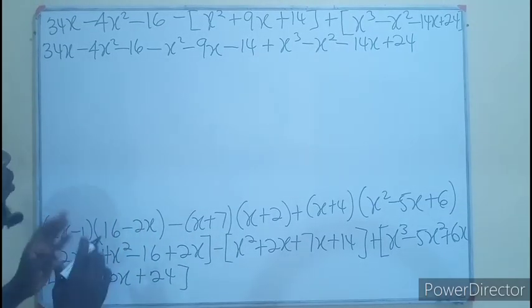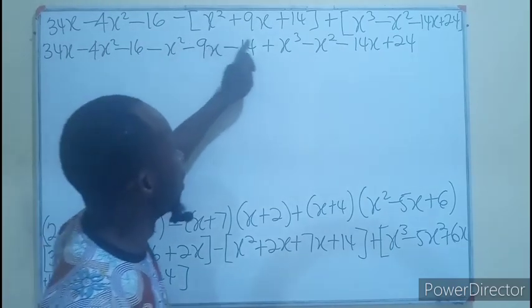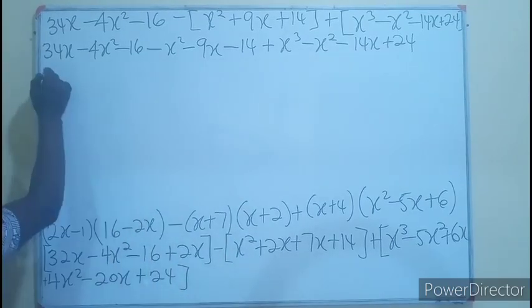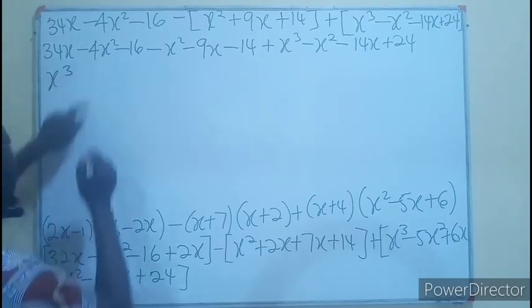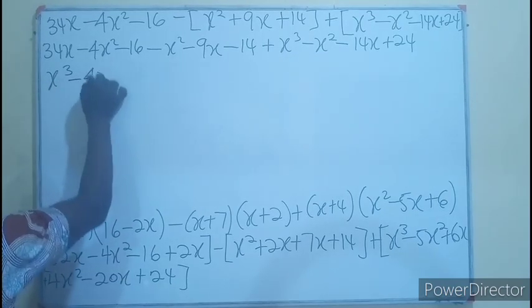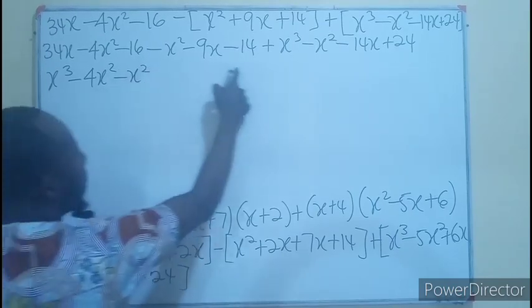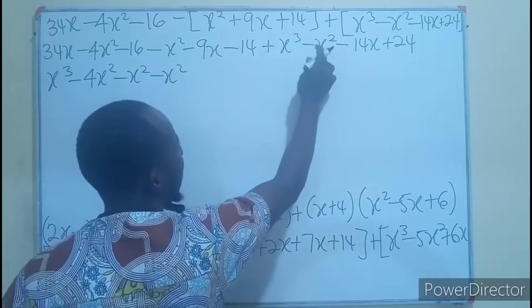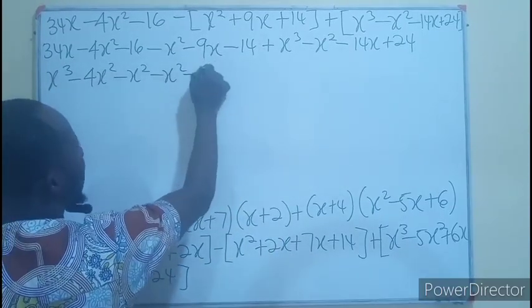Now let's see how we can group like terms. Looking at it, power of 1, power of 2, power of 2, 1, 3, 2, 1. So let's bring the power of 3 first. So I'll be having x to the power 3 minus 4x squared minus x squared minus x squared. I believe 1, 2, 3. So let's go straight to minus 9x.